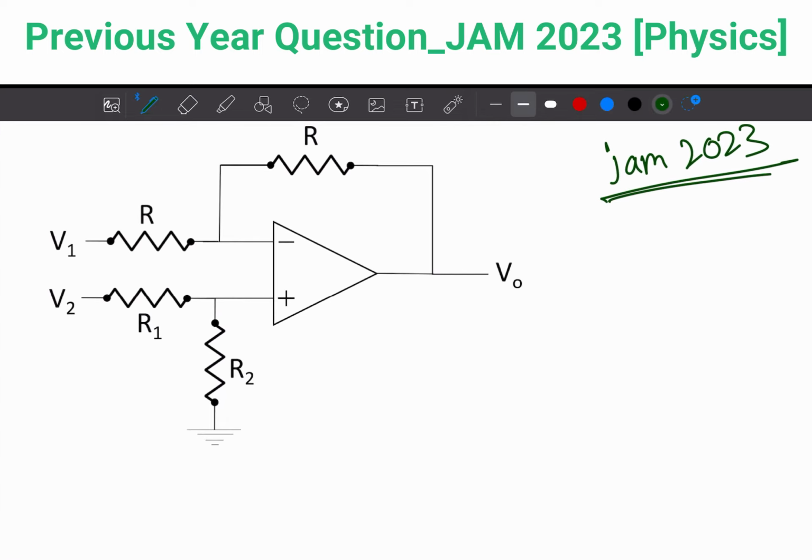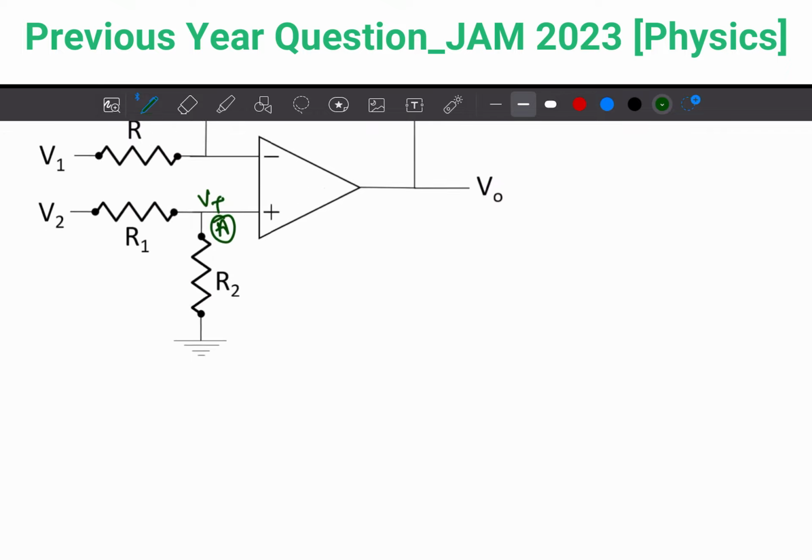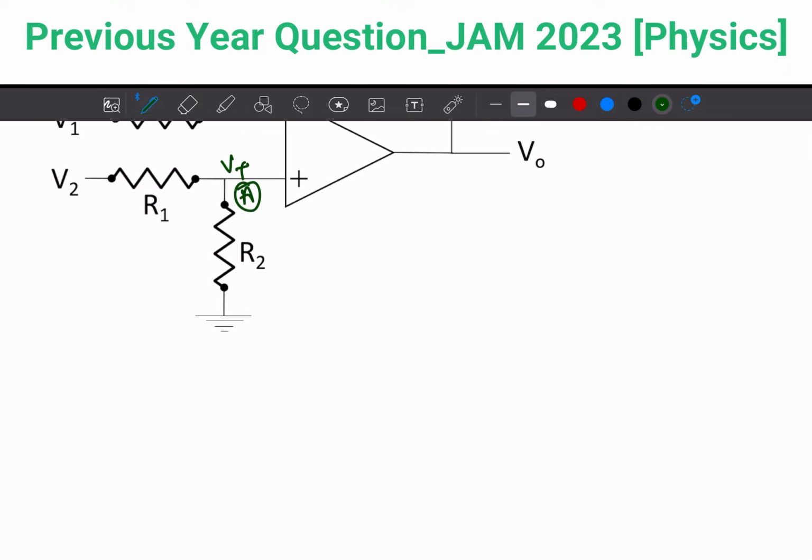In the KCL, what you need to do? First, we need to find out the voltage here. That means V plus. So this is point A. In one of my KCL videos, I already told you that the voltage at point A will be the max one. Why? If we consider this voltage a max, then all of the current will be outward. That means all the current signs will be positive. Okay. So let's apply KCL at point A.